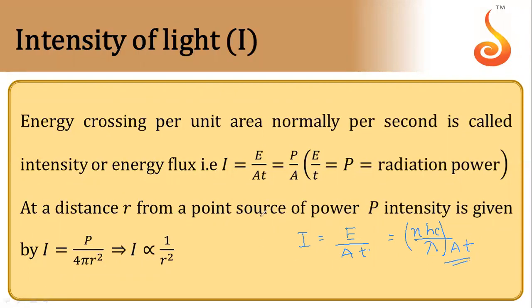Now at a distance r from a point source of power P, intensity is given by this formula. So this is a standard formula you have to remember. Intensity is power divided by 4 pi r square, where r is the distance from the point source.